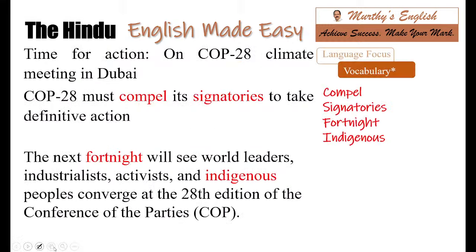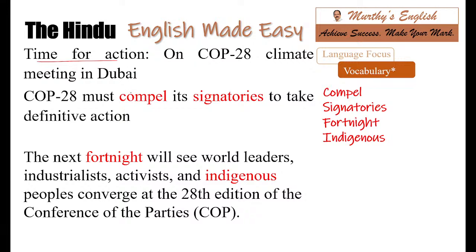Today, we all talk about climate change, so that way it is an important editorial. How does it start? Time for action. Usually, we talk about some people keep talking and no action. Then we say, time for action. Stop talking and get into action. Both and no sooner, hardly.